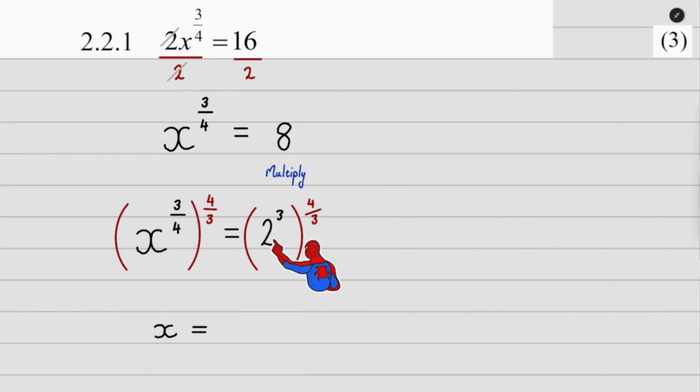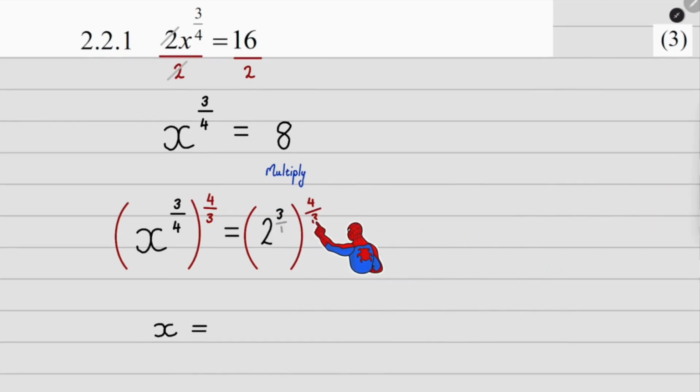And now it's the 2's turn to get chiz in your head. Okay, I'm going to convert this 3 into a fraction by putting it over 1. And then these 3s will cancel. So we slap them out of there. And then I'm just left with 2 to the power of 4 on this side.